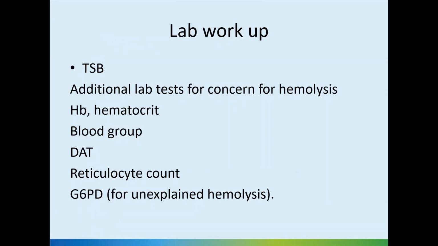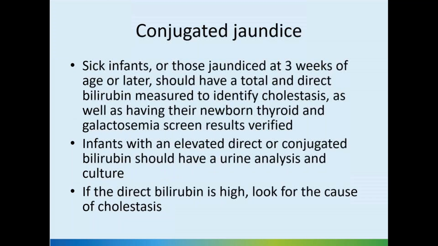What is the lab workup we need? That will depend on the severity of the jaundice. So we need the serum bilirubin before you start phototherapy, additional lab tests, hemoglobin, hematocrit, blood group, direct antibody test, reticulocyte count to see the extent of hemolysis, and G6PD should be added if there is unexplained hemolysis. Where there is a family history, you can assume until the results are pending. And again, we should remember that in some places a newborn screen includes G6PD deficiency, so you may as well send the newborn screen and wait for the result, as it wouldn't change your treatment.